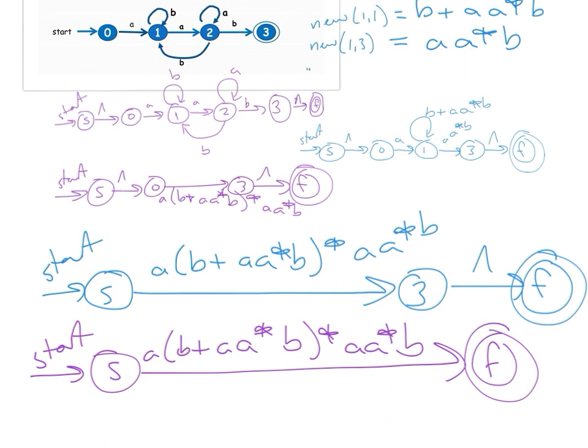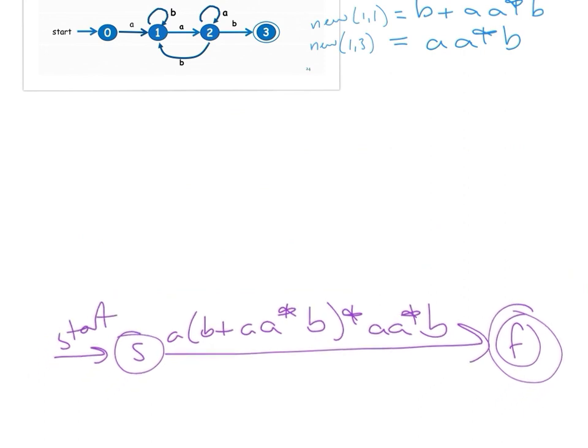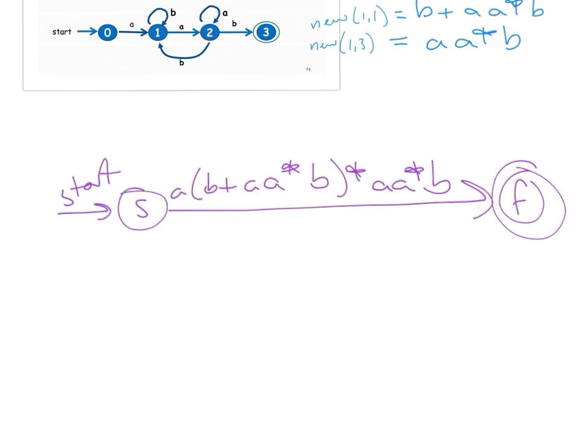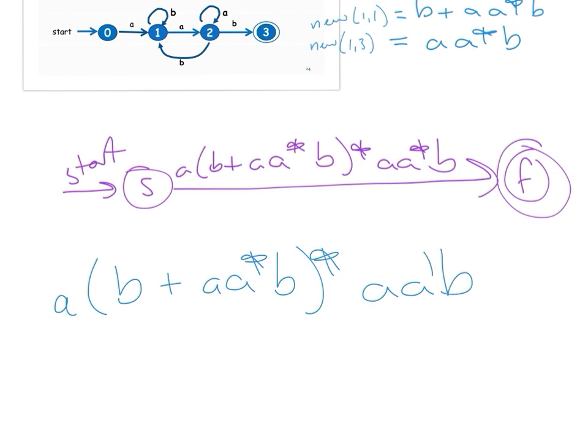Now let's just sanity check this for a minute. Let me clean up the area. So we've got this as our final regular expression, which is A times B plus AA star B, starred, times AA star B, right? And theoretically, this regular expression represents that NFA way up at the top. So let's take a look and see if it does. Let me do a little bit more cleanup.